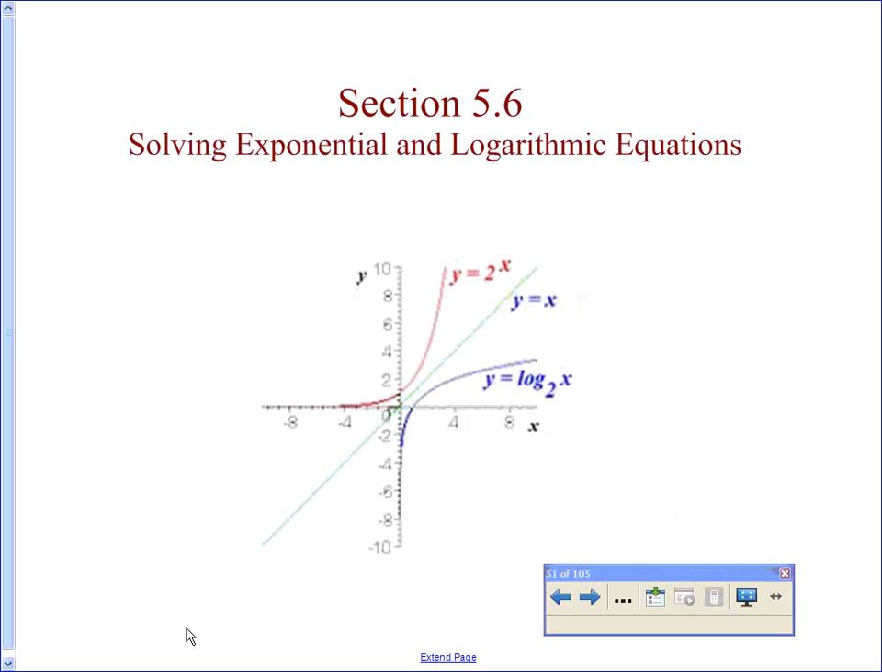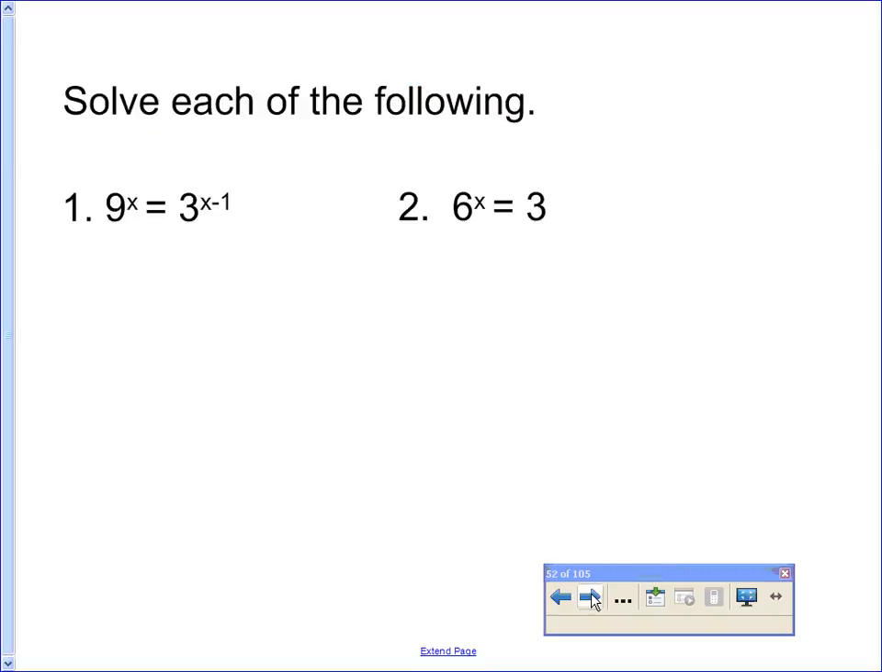In section 5.6, we're going to be solving exponential and logarithmic equations using some of the laws that we've learned about in the previous sections. So we're going to start by looking at these two examples and solving each one.